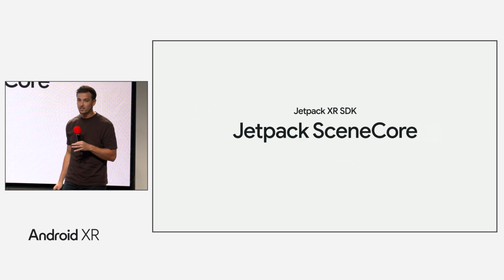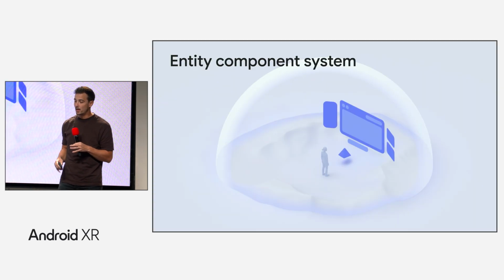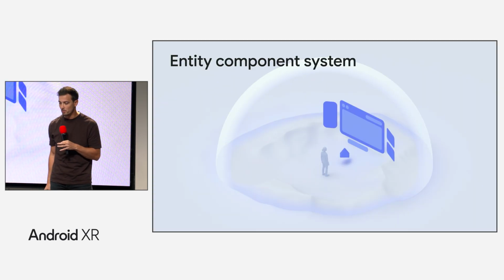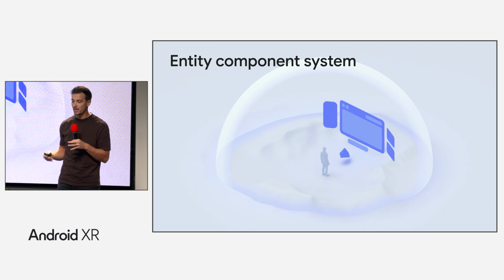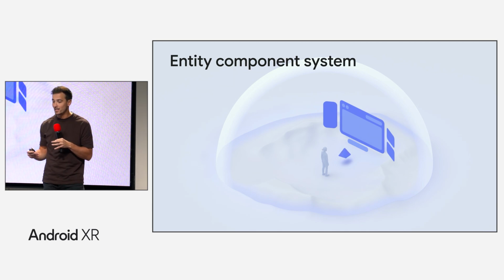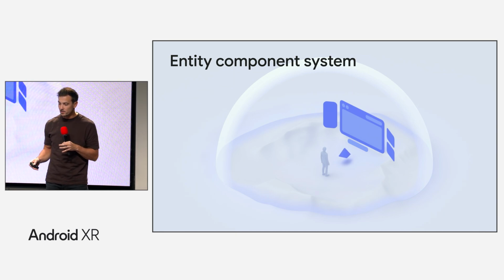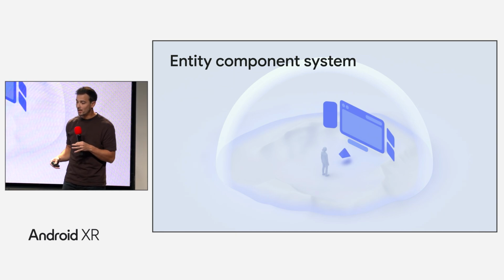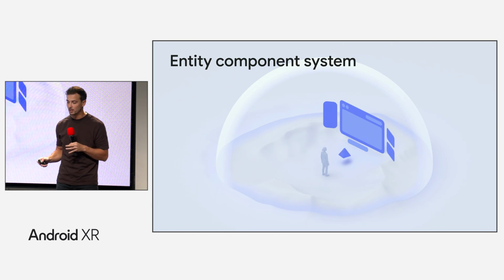Let's dive into the basics of our 3D rendering API. We've built it around a familiar entity component system, making it more straightforward to define the scene around you in terms of entities and their behaviors described as components. SceneCore introduces a wide range of entities, including panels and 3D models, allowing you to create immersive experiences only possible in this new form factor.